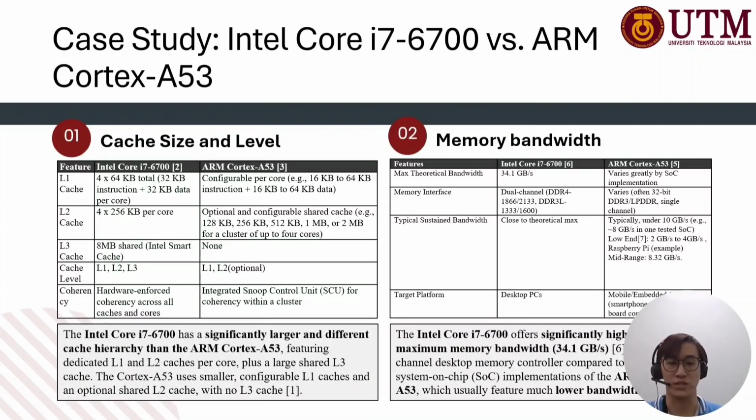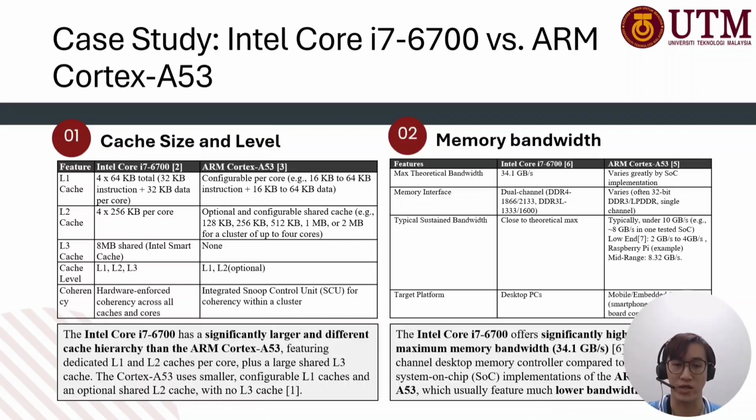Hello, I'm Ming. I will continue to talk about the case study, Intel Core i7 versus Cortex A53. The i7 has a significantly larger and different cache hierarchy compared to the A53. The i7 is built for high throughput.